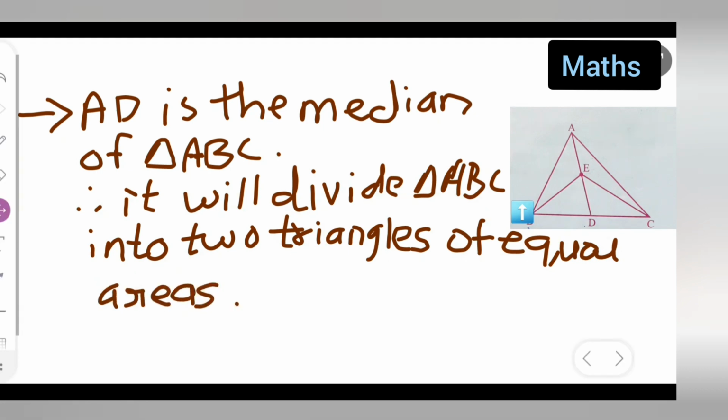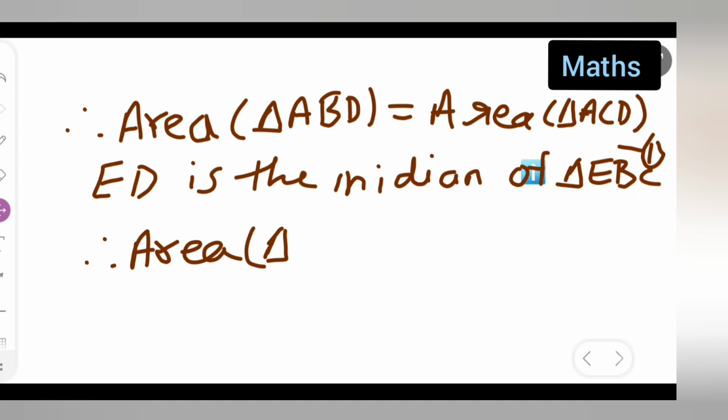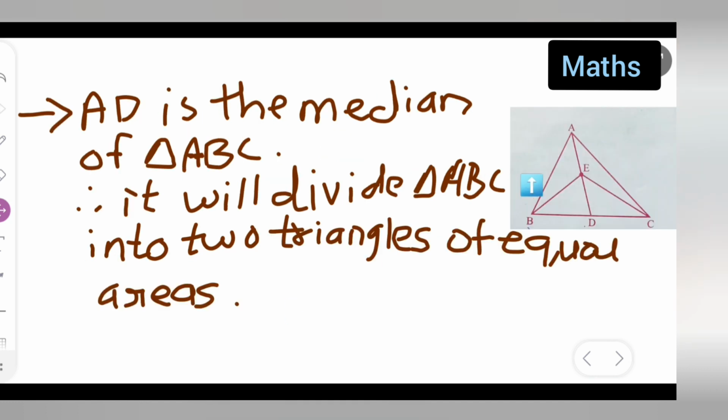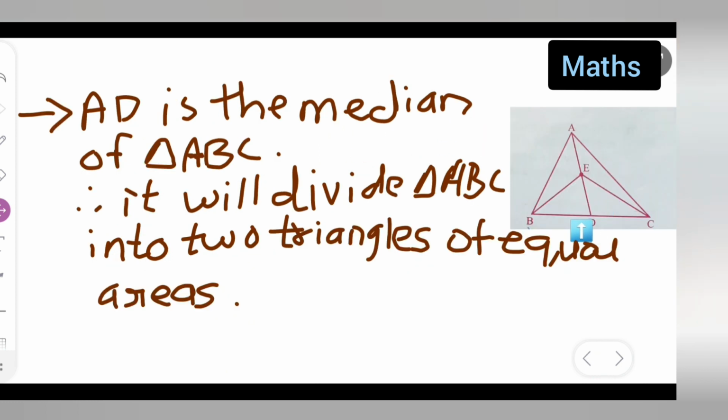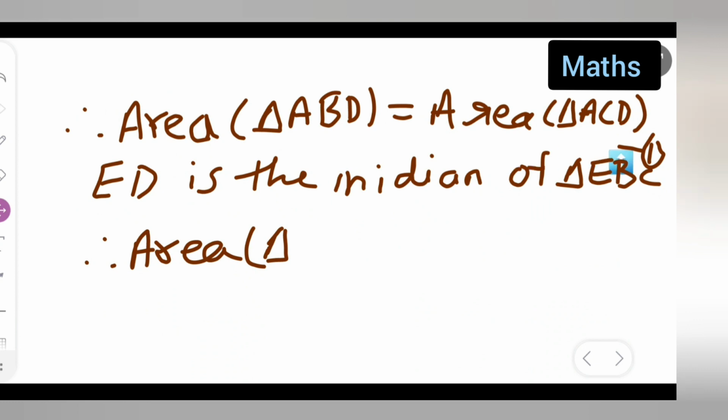So first, what I will explain to you all is AD is the median of triangle ABC. You all can see this. Therefore it will divide triangle ABC into two triangles of equal areas. So what you have to write is area of triangle ABD, that is A, B and D, is equal to area of triangle ACD. Take this as equation 1.